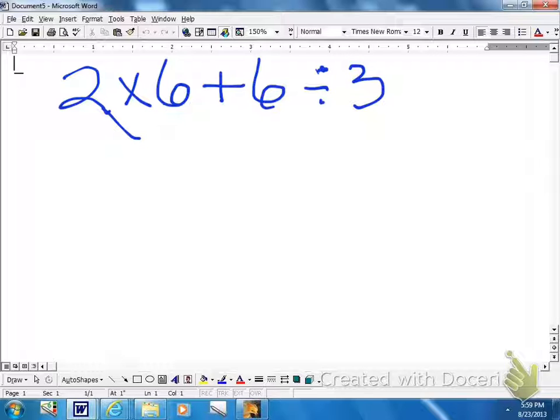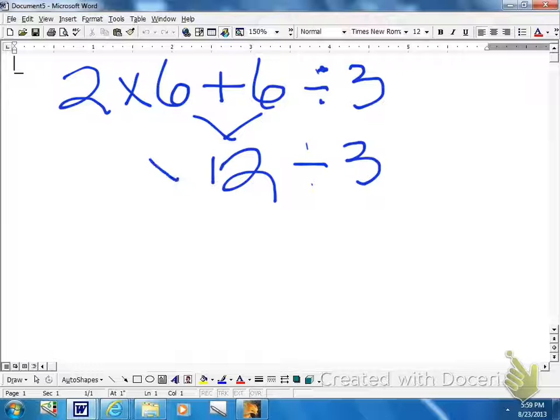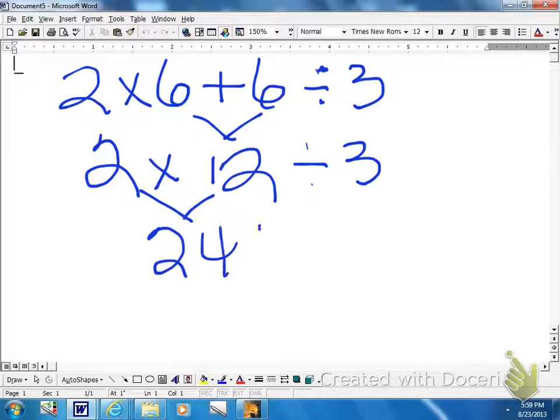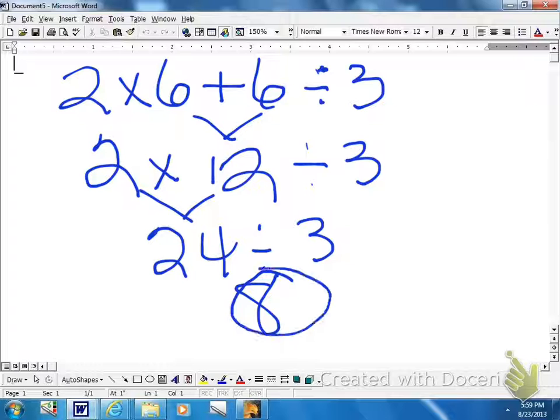What if I do it another way? What if I say, well, let's add first. 6 plus 6 is 12. And then I'm going to go ahead and write down all my other operations here in this expression. And then I go ahead and multiply. 2 times 12 is 24, divided by 3. Can't forget the rest of this problem. Well, that gets me 8. Well, that's a different answer.